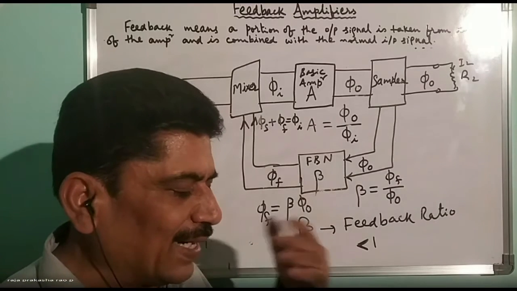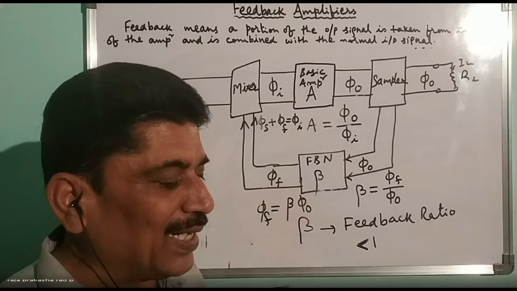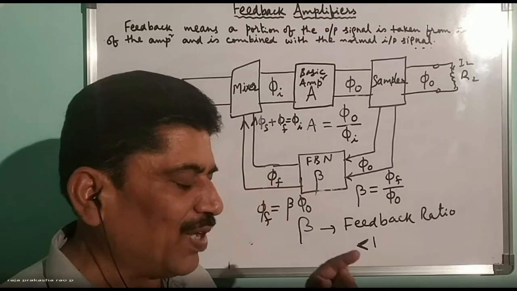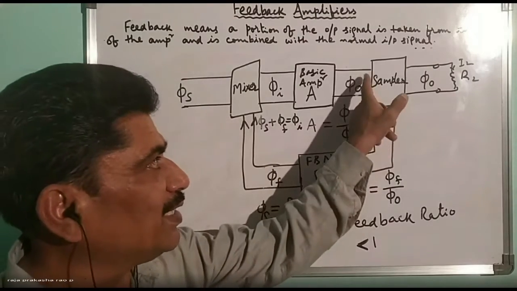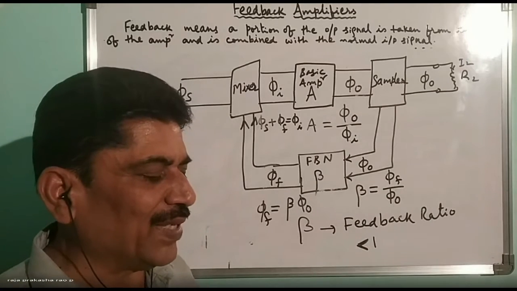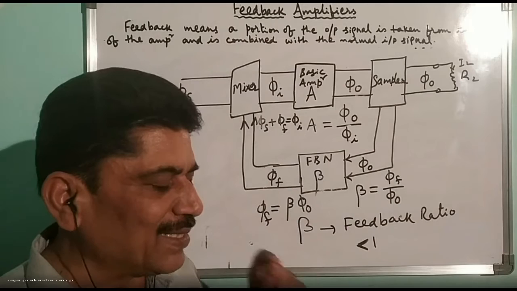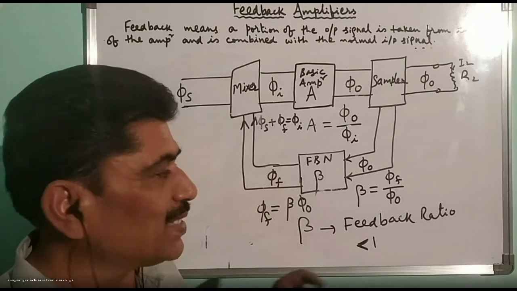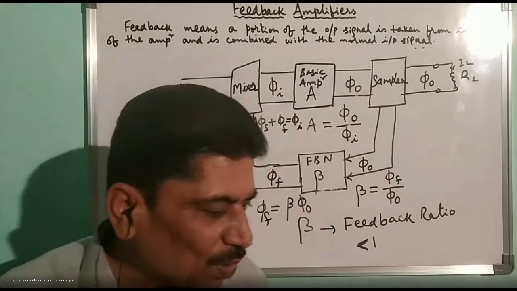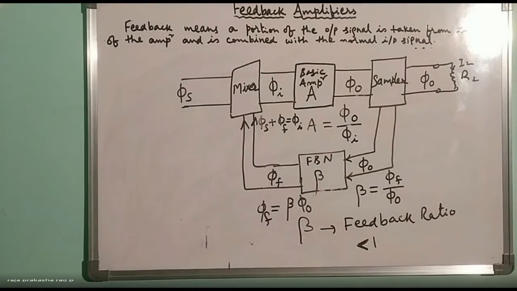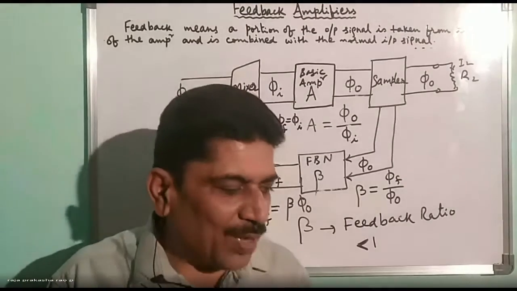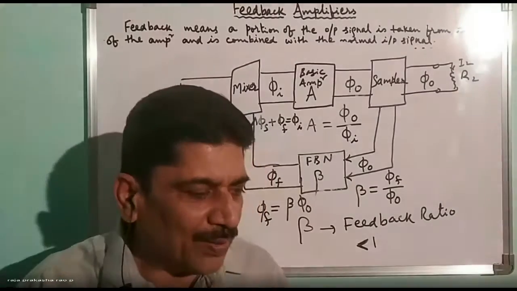Feedback means we are collecting a part of the output signal only. How to collect? This feedback network is used for collecting a small amount of the output signal. The output signal is Vo. We want some percentage of that. We want 10% of that, 20% of that, or 2% of that. How will we get that? It depends on the beta value. If beta is 0.1, we will get only 0.1 of this Vo. So in that way, we are able to collect a small portion of the output signal by using that feedback network.